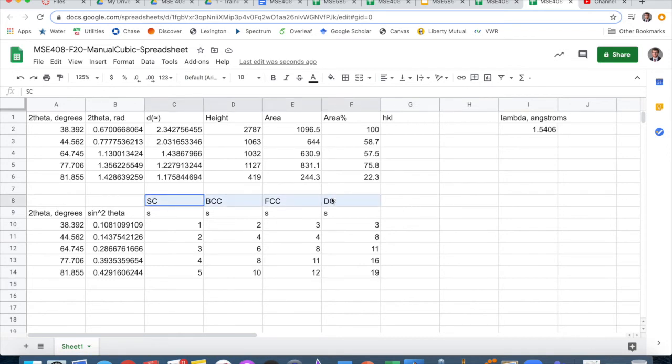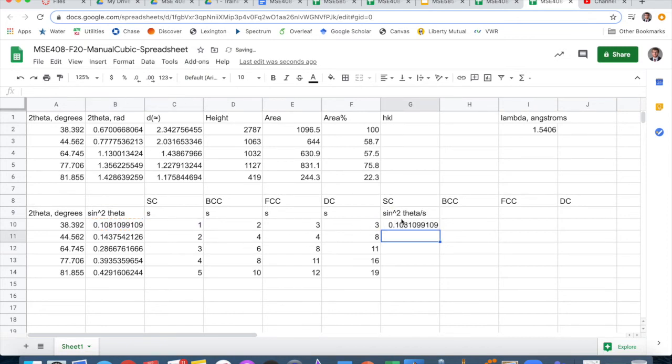All right, so let's start with the simple cubic. Now I want to calculate sine squared theta divided by S, right? Because that was the equation that we saw in the initial setup. So all I do is take my sine squared theta and then divide by S for simple cubic.